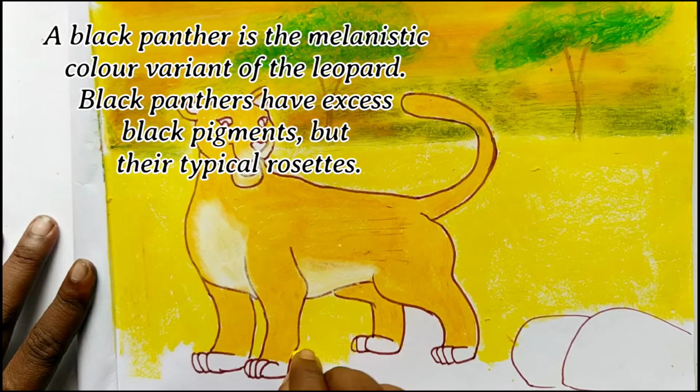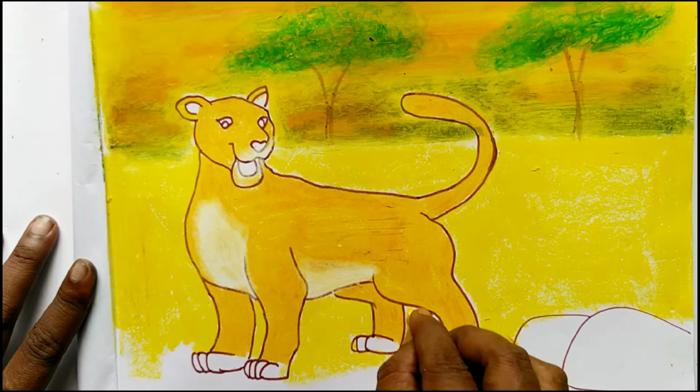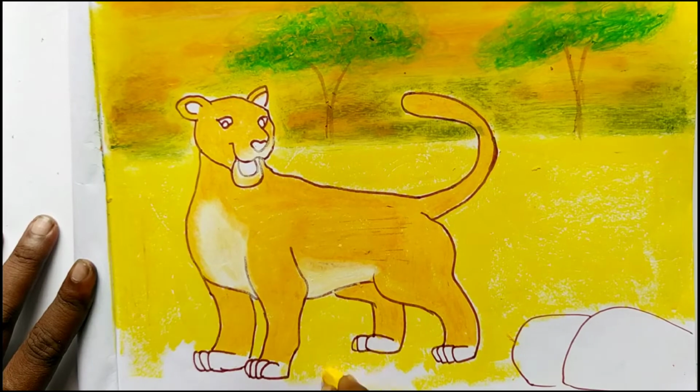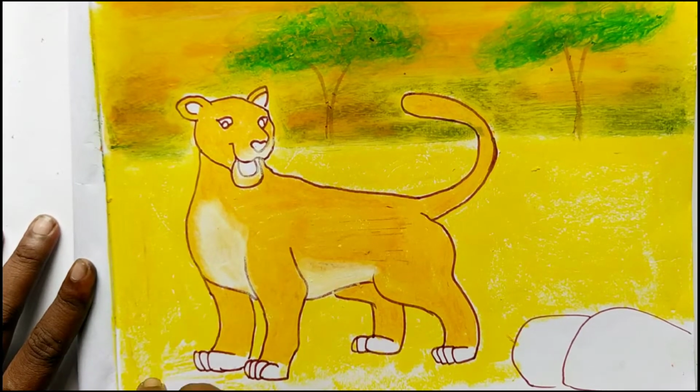A black panther is the melanistic color variant of the leopard. Black panthers have excess black pigments, but they have typical rosettes.